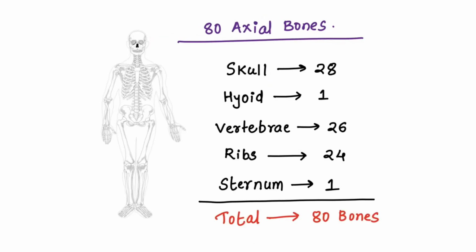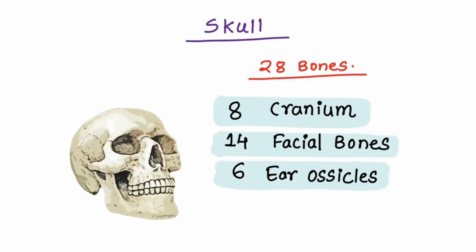Now we'll see 80 axial bones. 80 axial bones are further classified into 28 skull bones, 1 hyoid bone, 26 vertebrae, 24 ribs and 1 sternum. These are equal to 80 bones, 80 axial bones. Now, skull has 28 bones, out of which 8 bones are cranial bones, 14 bones are facial bones and 6 are ear ossicles.